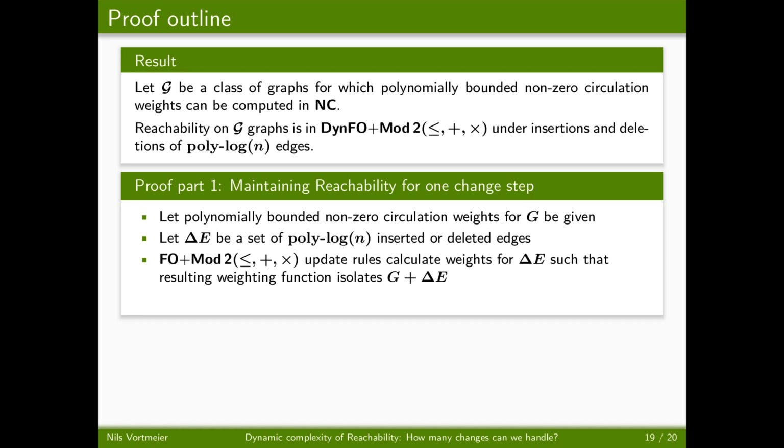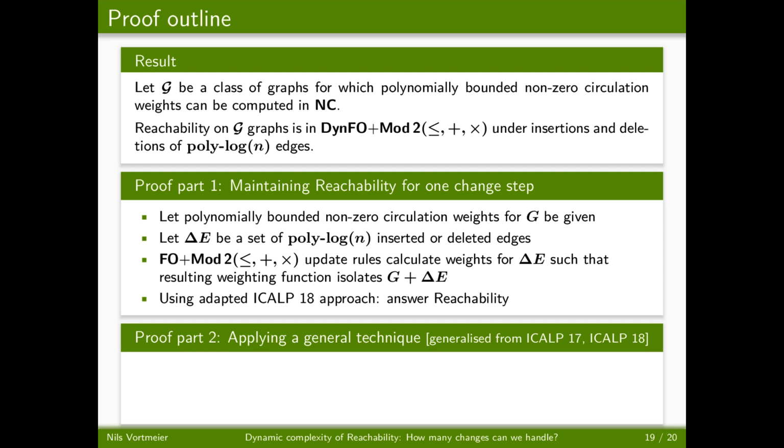We show that FO plus mod 2 update rules can determine new weights for the changed edges such that the resulting weighting function isolates the changed graph, and again the weights are polynomially bounded. Using the ICALP-18 approach mentioned earlier, we can now give the answer to the reachability query after this particular change. Notice that we start with non-zero circulation weights, and it is actually important in our proof that we have these kinds of weights, but end up with isolating weights, from which we cannot readily obtain non-zero circulation weights again. So we cannot repeat this part for further changes just like that.